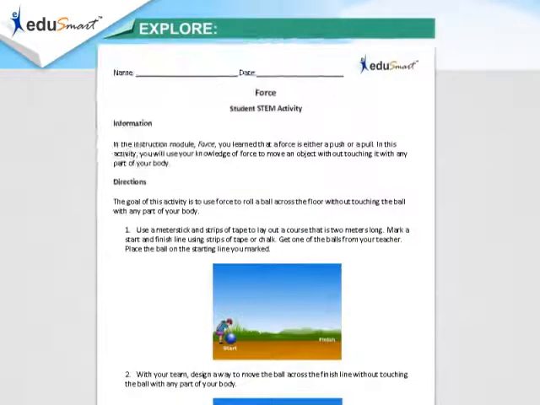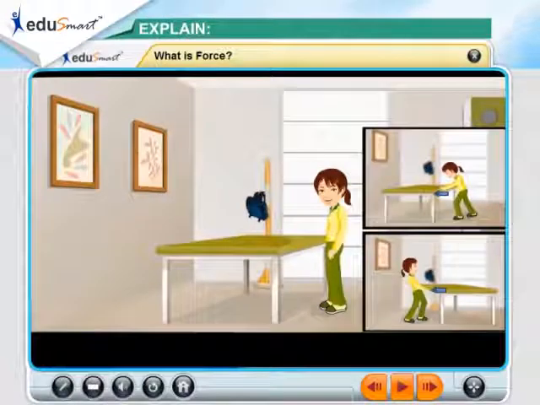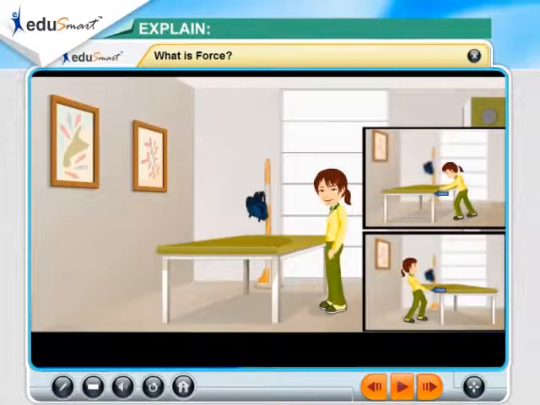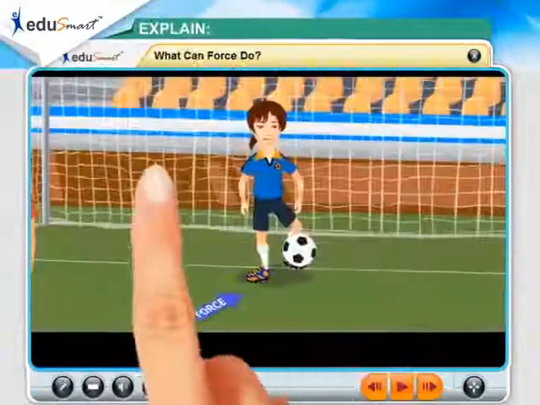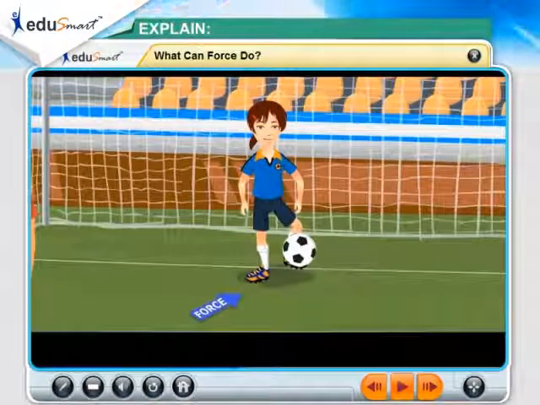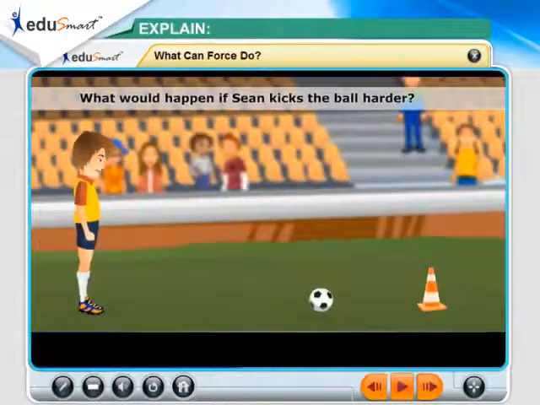To explore, the Force Student STEM activity may now be assigned as a small group student activity. Following the Explore activity, the instruction module may be used to explain the concepts while allowing students to construct their understanding of key terms used in context.